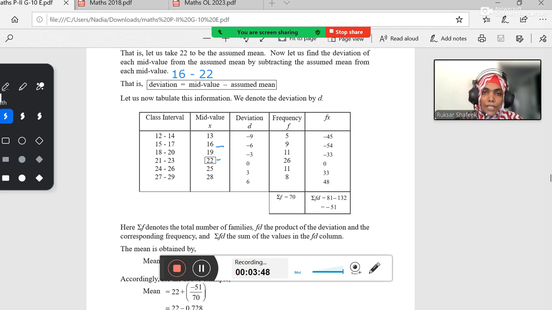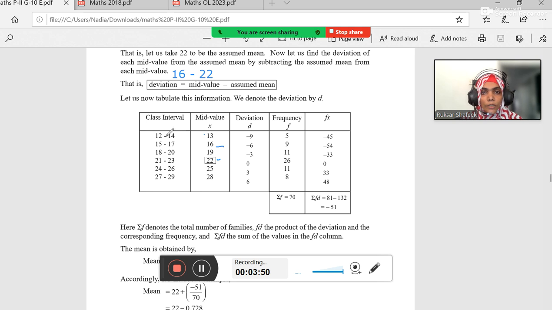Just to remind you once again, how do we get the mid-value column? We add the two class limits, 12 plus 14, which gives 26. 26 divided by 2 gives 13. That's how you get the mid-value column. And now what do we do? This is actually incorrect. This needs to be a D here, not Fx. So FD, we need to find out what FD is.